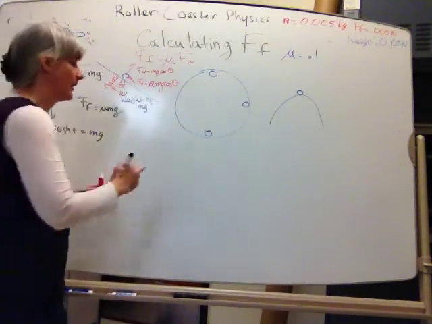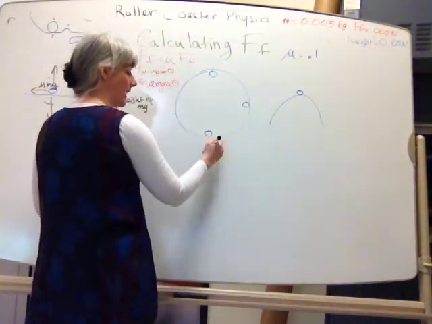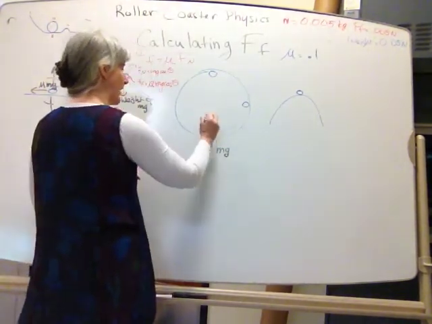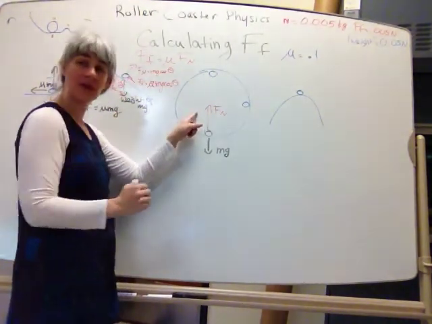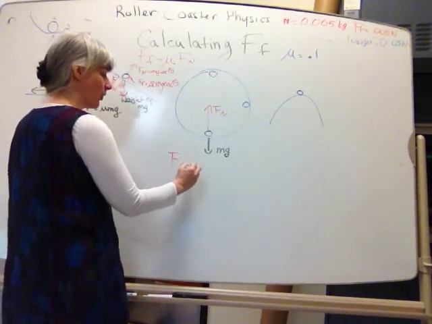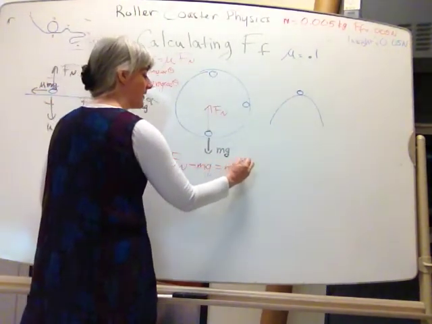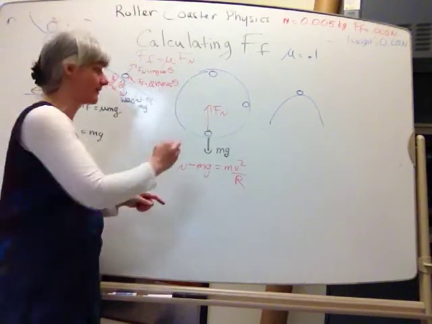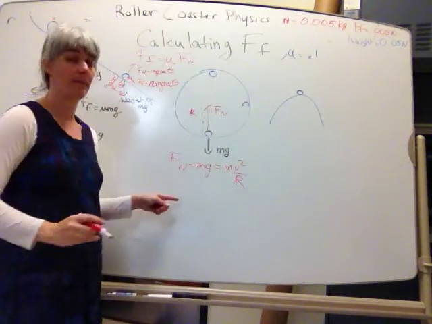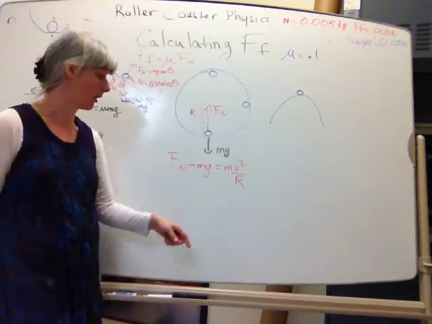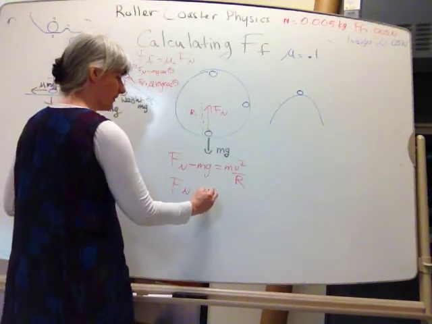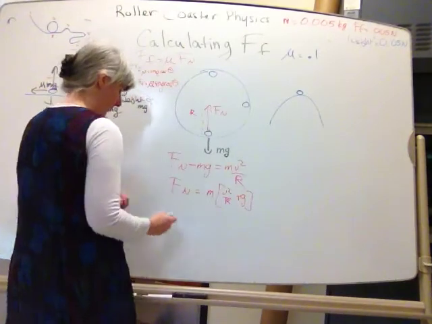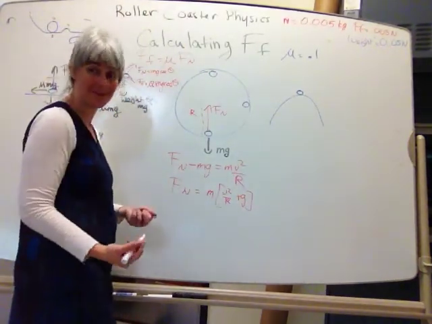For a loop, if I've got a situation like the bottom of the loop, this is the bottom of the loop or a scoop, mg is a force, and I also have a big normal force. The equation to get the normal force is just normal force minus mg equals mv squared over r, where v is the velocity at that point, and r is the radius of this loop. That's the centripetal acceleration, v squared over r. So normal force is going to be equal to m times v squared over r plus g, and the force of friction is mu times that.